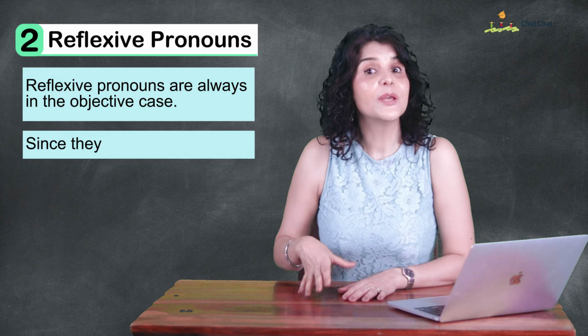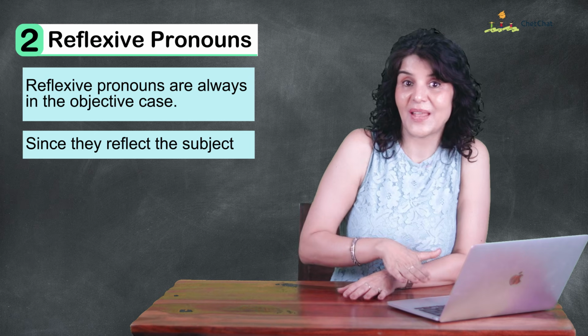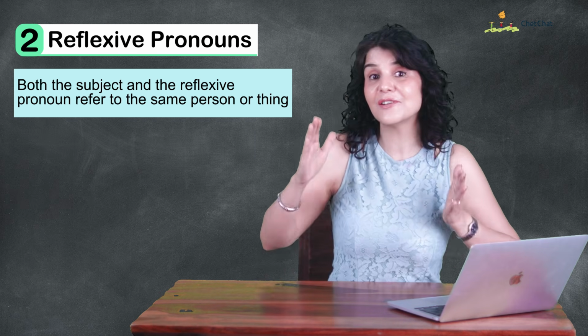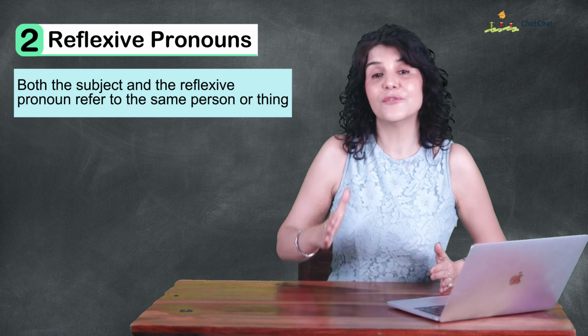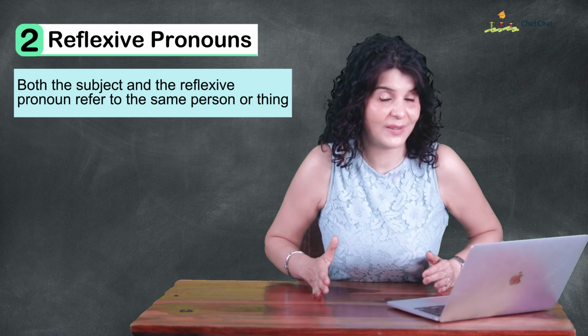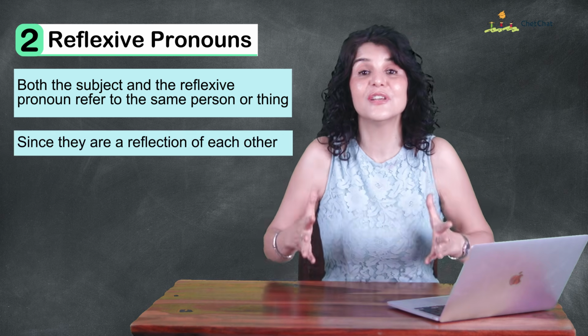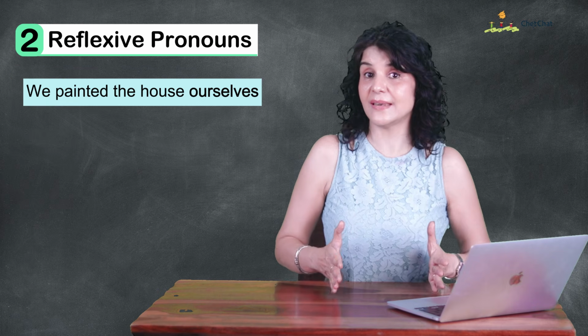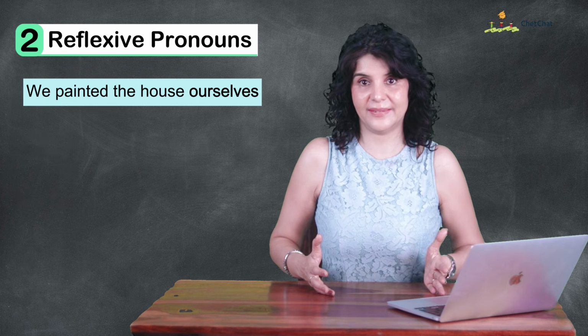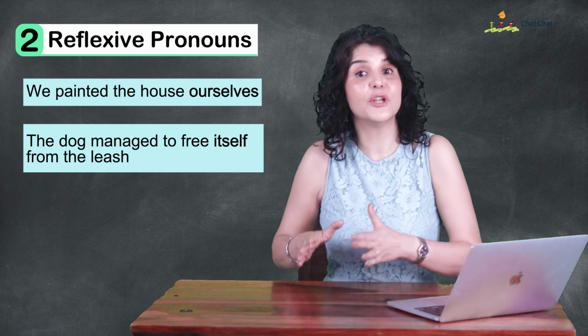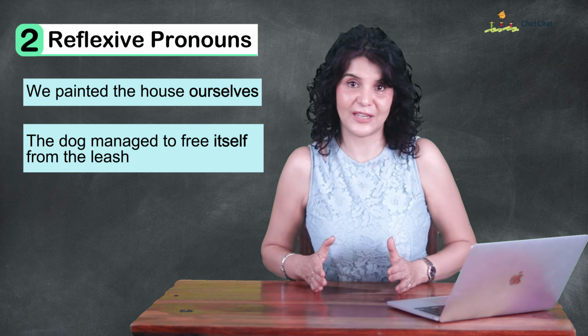Why? Because they reflect the subject, and both the subject and the reflexive pronoun refer to the same person or thing because they are a reflection of each other. We painted the house ourselves. The dog managed to free itself from the leash.